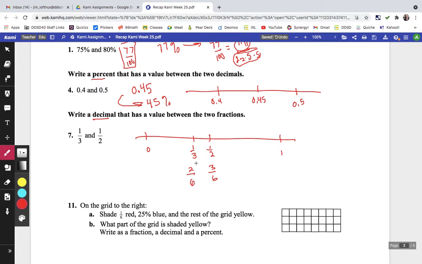So that didn't really help me to get in between. So I could go to 12ths. This would be 6/12, and this would be 4/12. And look what happens. Look what opened up in between here: a 5/12. So that's in between. So now all we need to do is make that into a decimal.